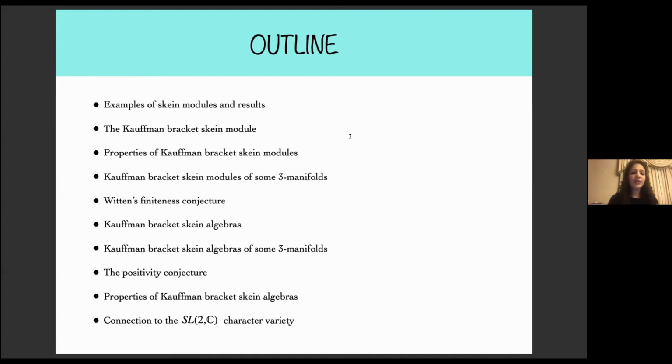So I'll talk about properties of Kauffman bracket Skein modules. I'll give some examples. I will speak about Witten's finiteness conjecture, and then I'll move on to Kauffman bracket Skein algebras. I'll speak about the positivity conjecture, state some properties, and then finally, time permitting, I will talk about the connection of Kauffman bracket Skein modules and algebras to the SL2C character variety.